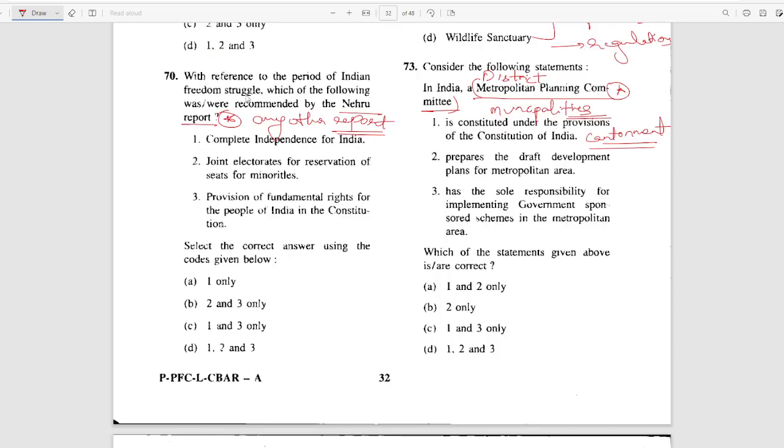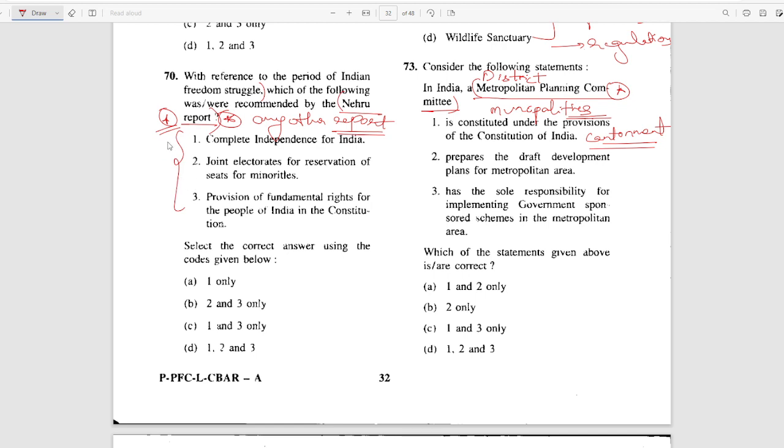70th question: with reference to the period of the Indian freedom struggle, which of the following were recommended by the Nehru Report? So the Nehru Report and its recommendations are important, and also the people who were involved in creating this Nehru Report are important. What were the recommendations, and does this Nehru Report have any impact on our Constitution of India?